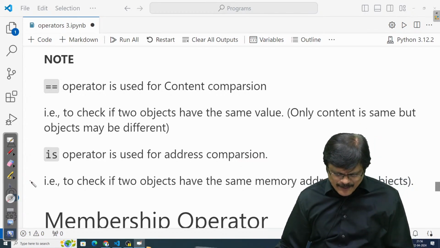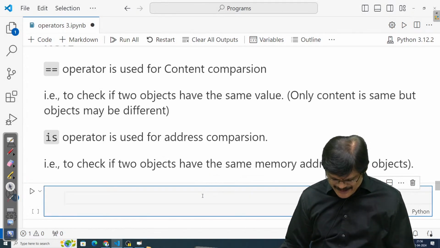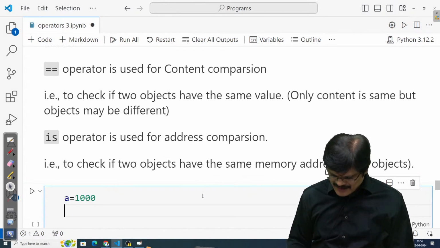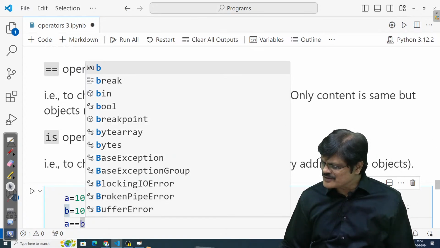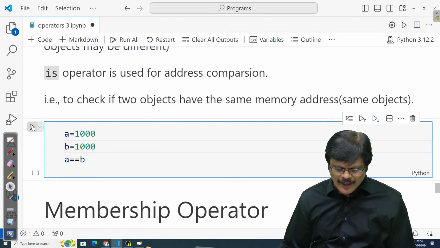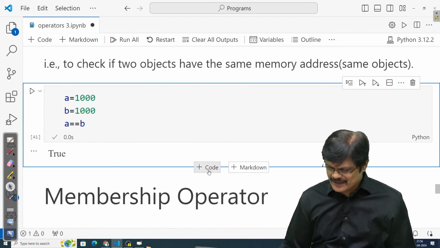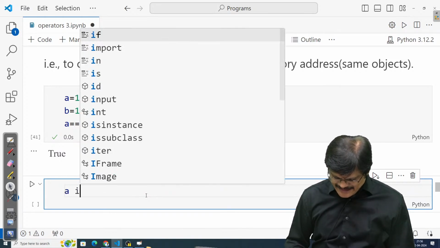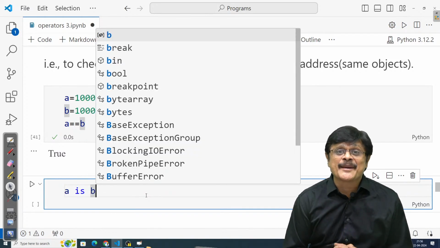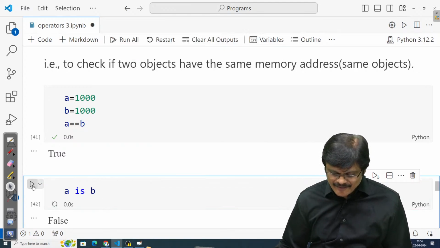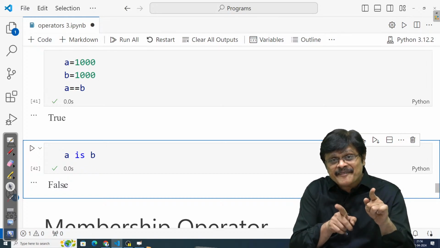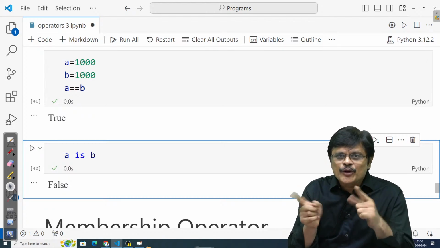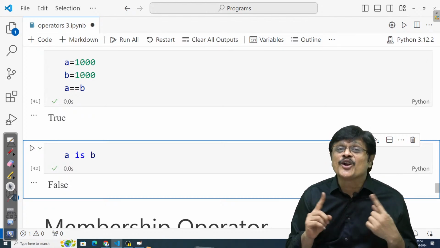So let me take an example here to explain this clearly. Let us take A equal to 1000 and B equal to 1000. Now if I say A equal to equal to B, I am just comparing their values. So what will it return? It will return true. But now look at this. I say A is B. I am asking whether they are the same objects or not. It will return false. Because A is referring to a 1000 object, and B is referring to a different 1000 object. The value comparison is the same, but they are not the same objects.